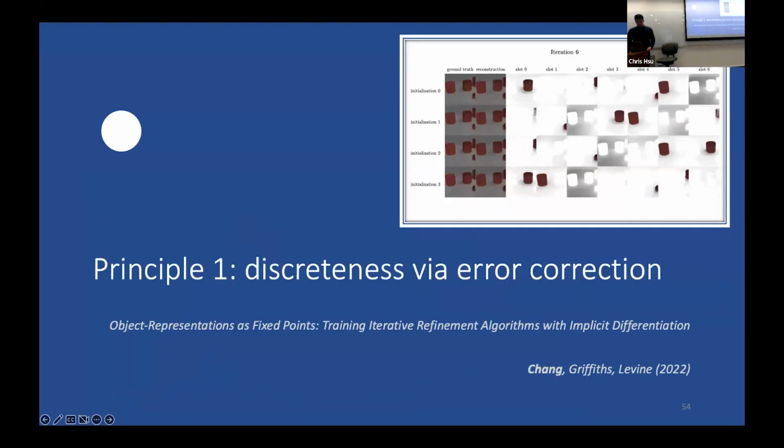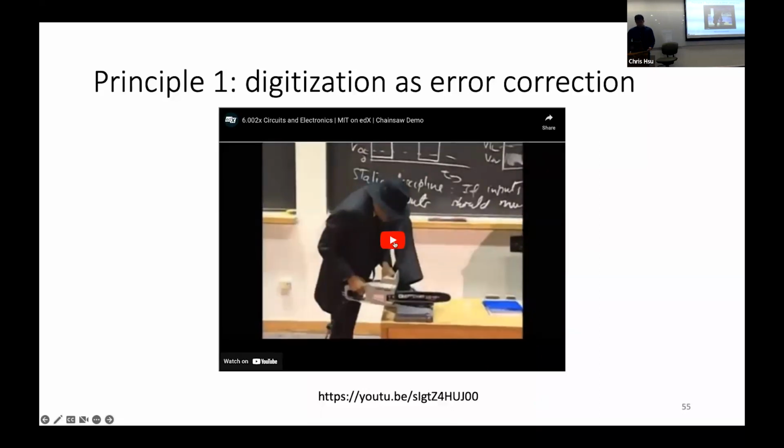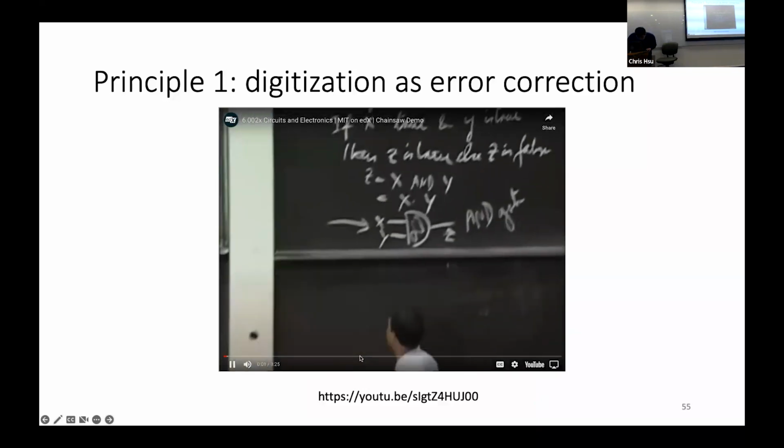So the first principle is about how we can decompose a monolithic continuous representation into a discrete set of representations by reframing the representation learning problem as one of error correction. So this is the exact same principle that gave us digital circuits from analog circuits. Let me show you a quick demo.